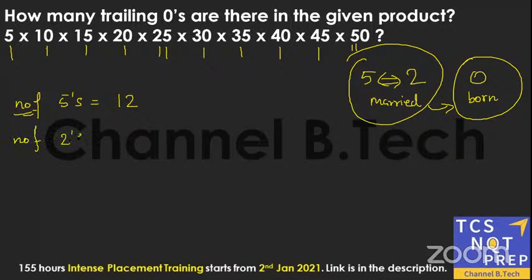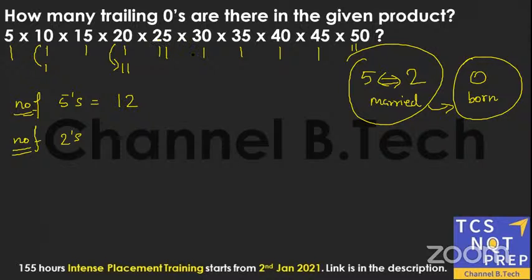Number of 2s. Why are we doing this? Because however many 5s there are, if you can multiply each 5 with a 2, that many zeros will happen. So we have to find out how many 5s and how many 2s there are. In 10, you will have 1 2, right? In 20, you will have 2 2s. Why? 20 is 4 into 5, which is 2 into 2 into 5. In this, you have 2 2s.